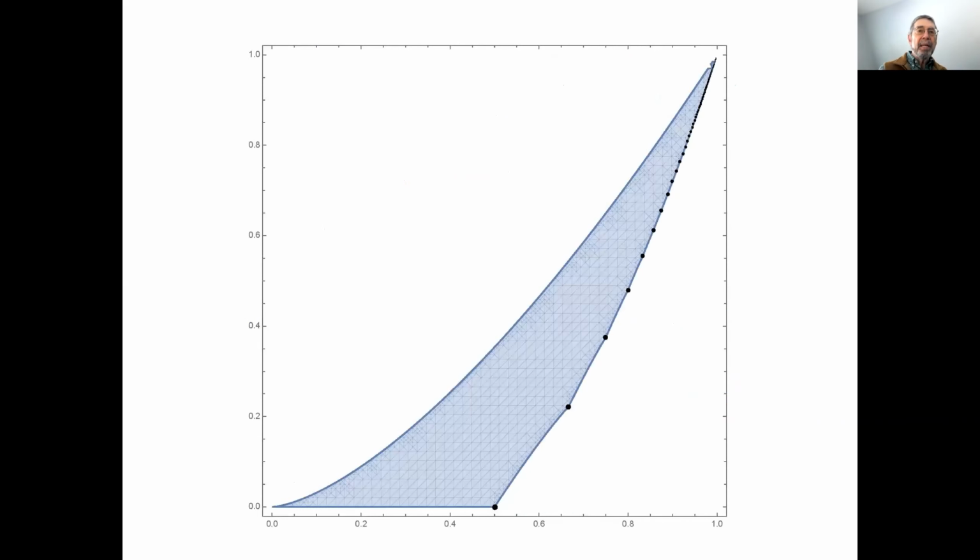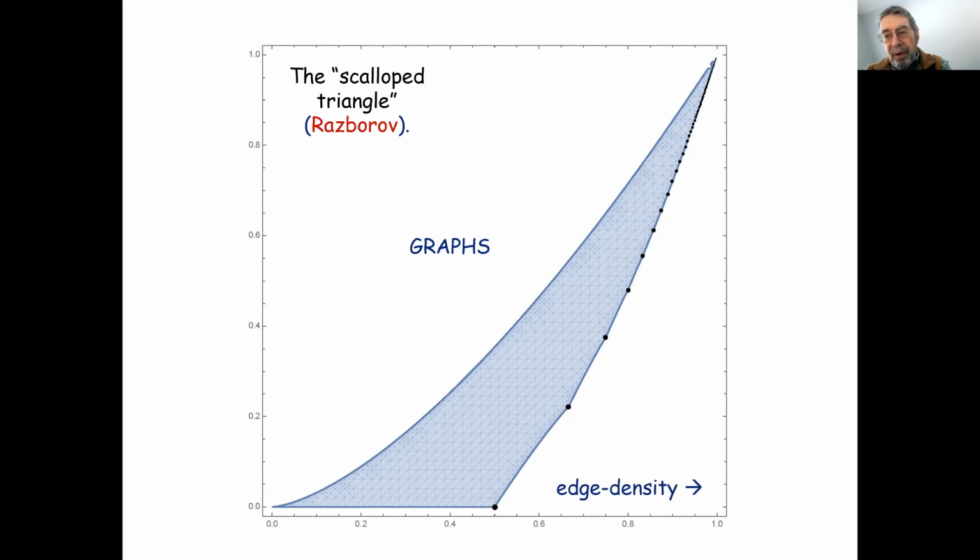Okay, so here's an example of that. This is a famous picture, which we call the scalloped triangle. And it represents the feasibility region for graphs, actually literally for graphons, or if you want the closure of the feasibility region for graphs, where the x-axis represents the edge density of a graph, and the y-axis represents the triangle density of a graph.